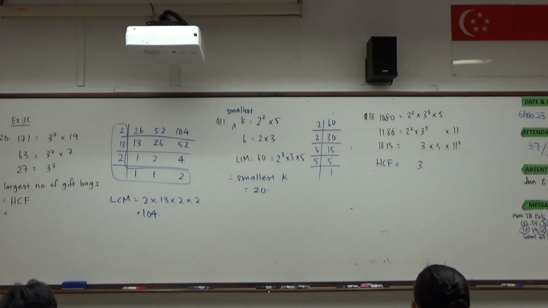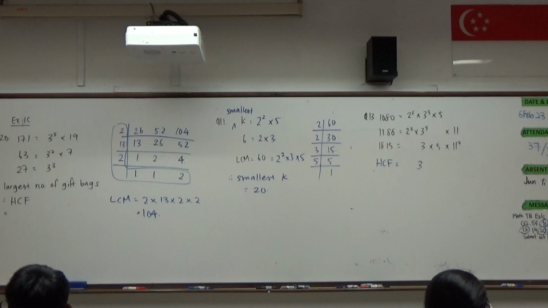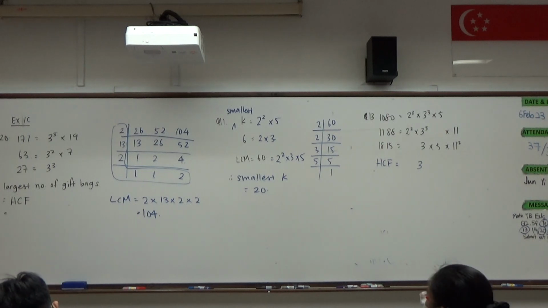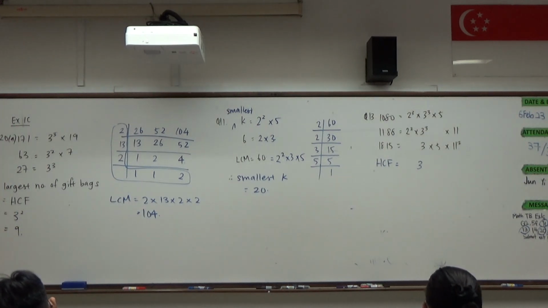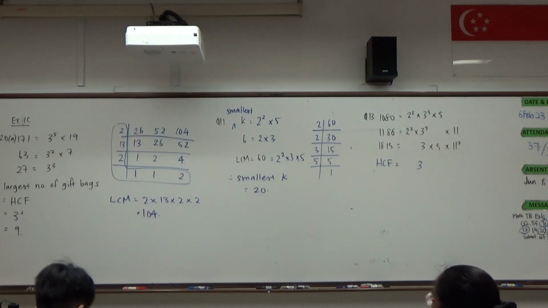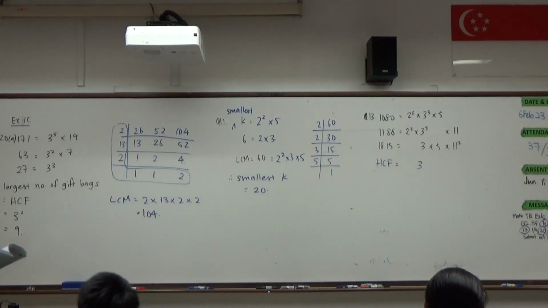And in this case, what would it be? Colin, you try again. Highest common factor, what would it be? 3 to the power of 2. Anything else? No. So we get 9. Therefore there should be 9 gift bags in total. Then in part 2, we want to find the number of items in each bag.